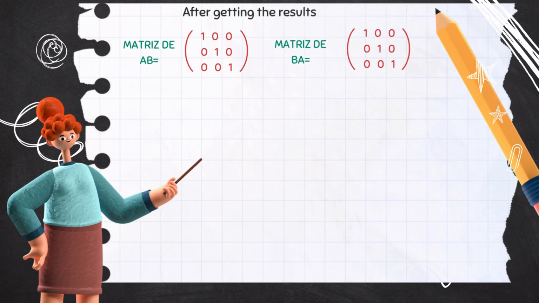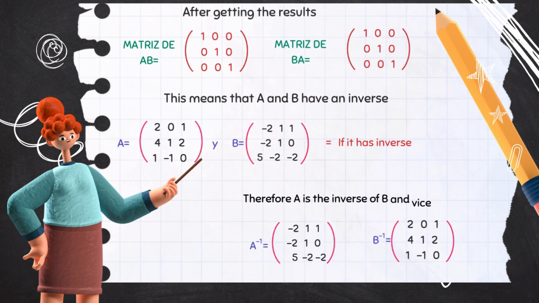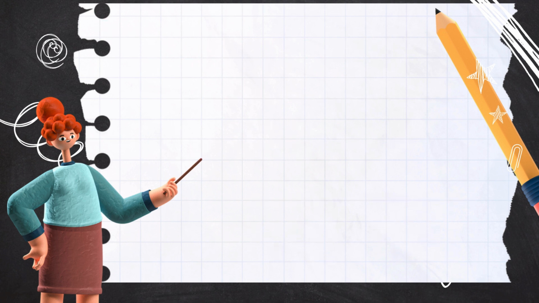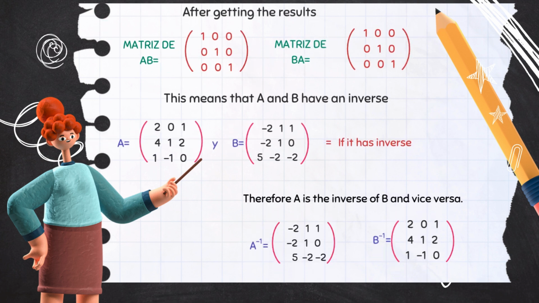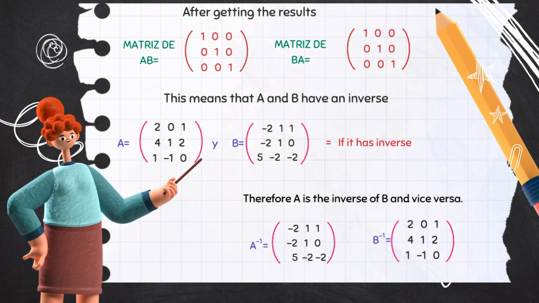After performing the multiplication, we can see that AB equals BA since they obtain the same results. This means that A and B are inverses, where A is the inverse of B and vice versa. And this is how we obtain the inverse of a matrix by the matrix multiplication method.